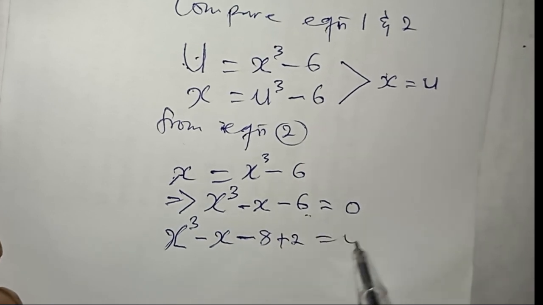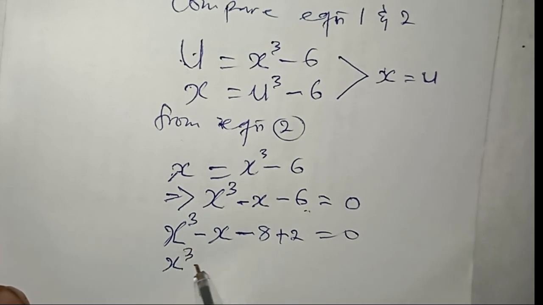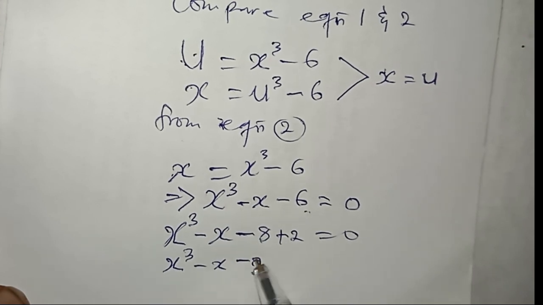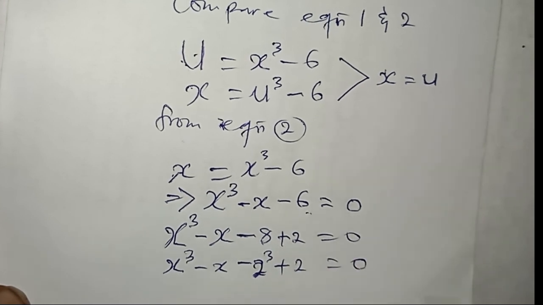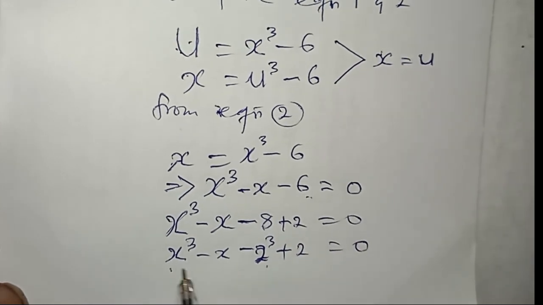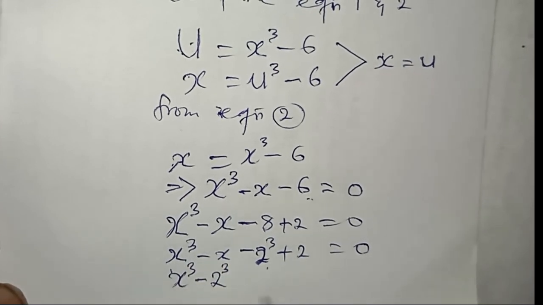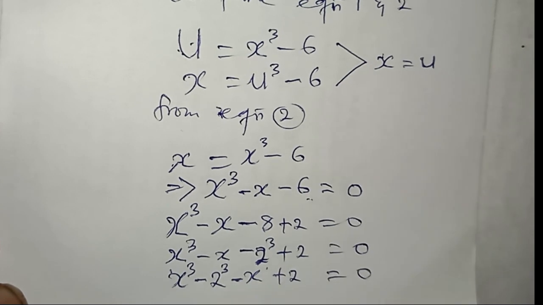Okay, and of course is equal to 0. And then of course this is x cube minus x, and then minus this 8 here, I can write it as 2 power 3, and then plus 2 is equal to 0. So let me bring these two together. x cube minus 2 power 3, okay, minus x plus 2 is equal to 0.